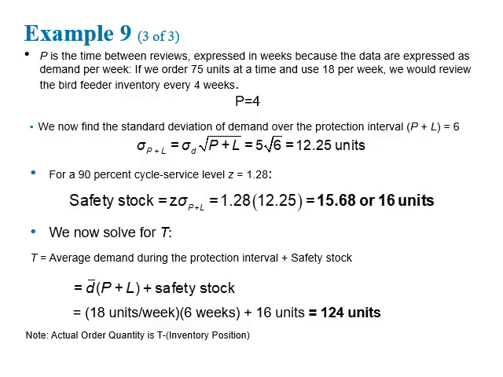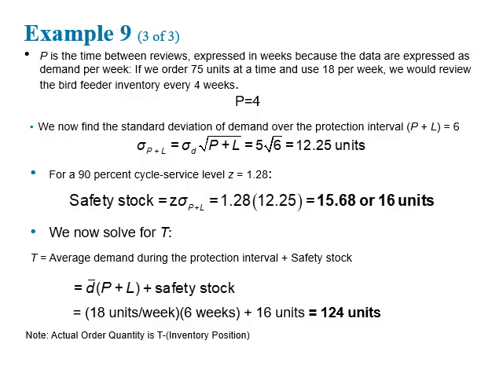And so an EOQ of 75 units, if we're using 18 a week, would equate to an order interval of about 4 weeks. It's slightly more. If you divide 75 by 18, you're going to get 4 and some change. So let's work with a period of 4 weeks. Lead time is 2 weeks, so our protection interval, P plus L, is 6 weeks.